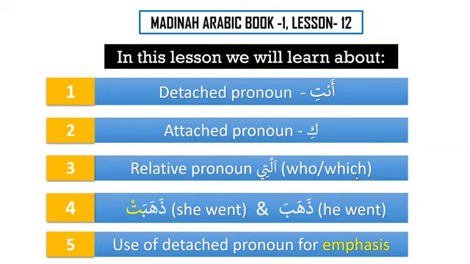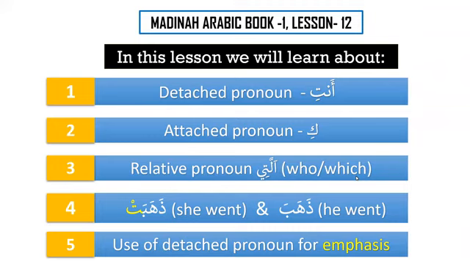Let's begin lesson number 12. In this lesson, we will learn about the detached pronoun anti. So basically, all the information that we will have in this lesson will deal with the second person feminine. So we have the detached pronoun, which is anti, and for that the attached pronoun that is used is ki.